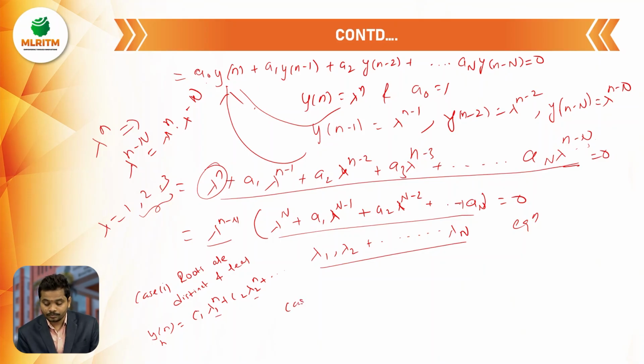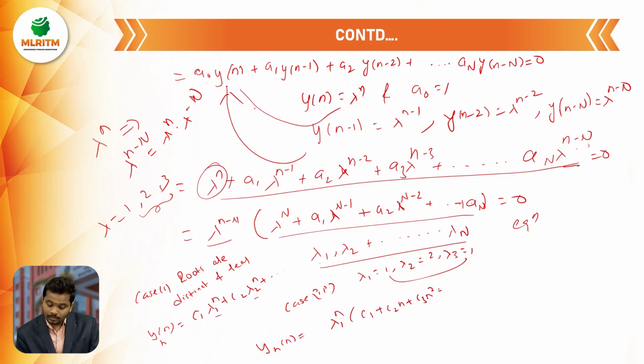So case 2. Coming to case 2, if the characteristic equation has repeated roots, suppose lambda 1 equals 1, lambda 2 equals 2, lambda 3 equals 1, meaning two roots are repeated. Then the solution yh of n equals lambda 1 power n, for the repeated root, times c1 plus c2 n plus c3 n square plus up to so on cm n power m minus 1.